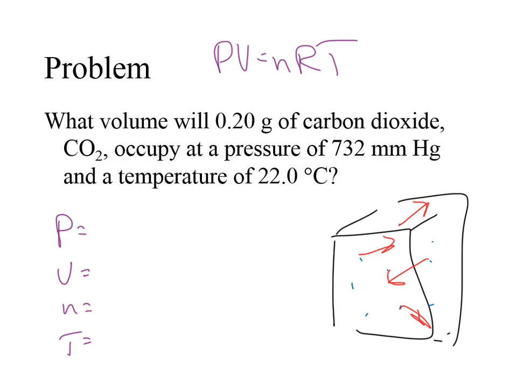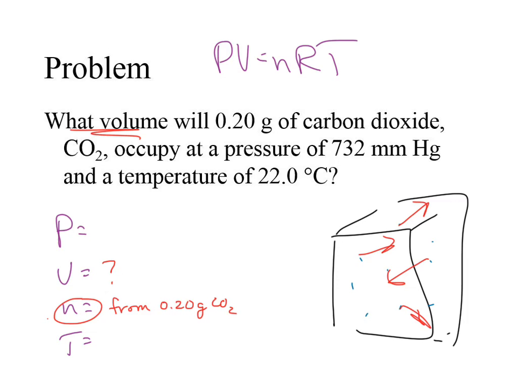Then I pick out from the problem what we know. It says what volume, so right away, if I'm just going to march through the problem, I'll find my volume, I'll put a question mark. What volume will 0.20 grams of carbon dioxide. Now, if they give you a mass of the gas, honestly, you're going to use that for n. n is equal to, and I'm just going to say from 0.20 grams CO2. How are we going to get n? Well, we're going to go from grams to moles using the molar mass of CO2.